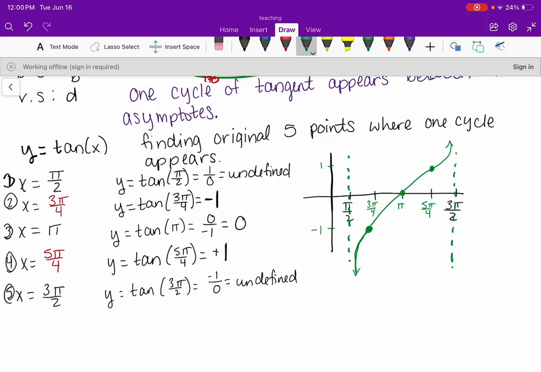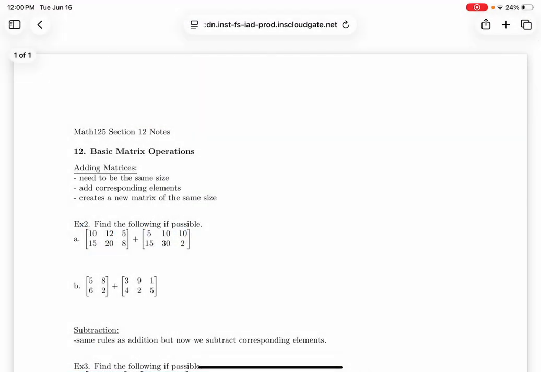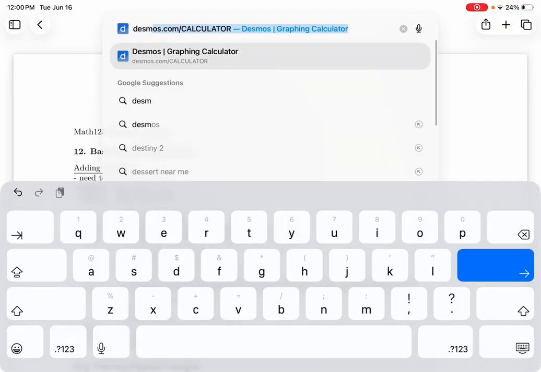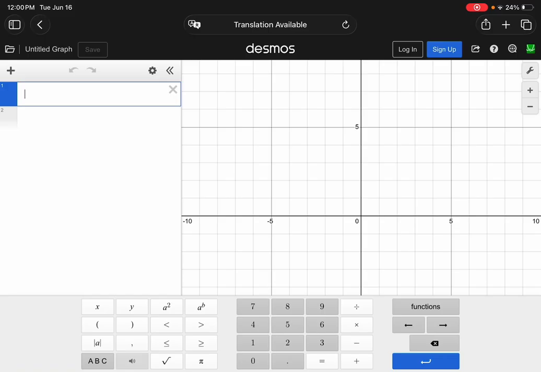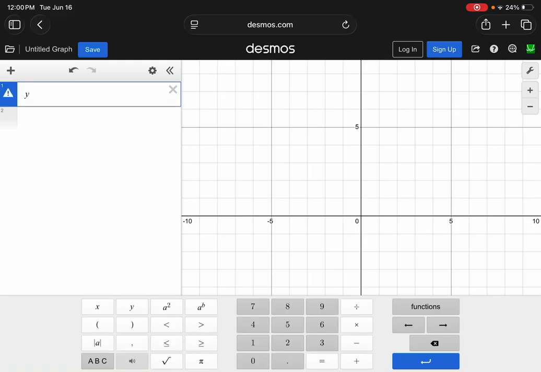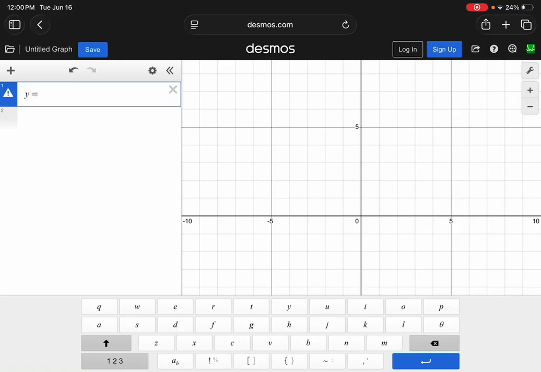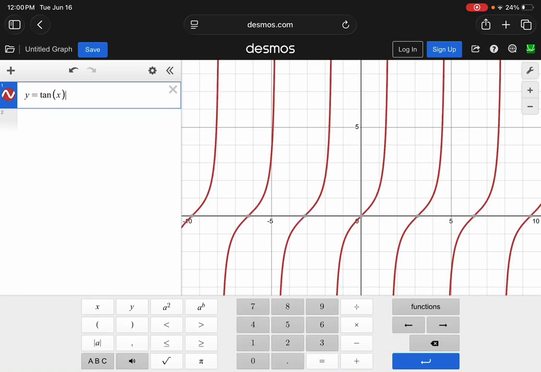Let's go ahead and look at it on Desmos really quick. So here, don't worry about this. This is my other class's notes. I'm going to come over to Desmos, and I'm just going to graph for us tangent y equals tangent x. So here's what our graph looks like.